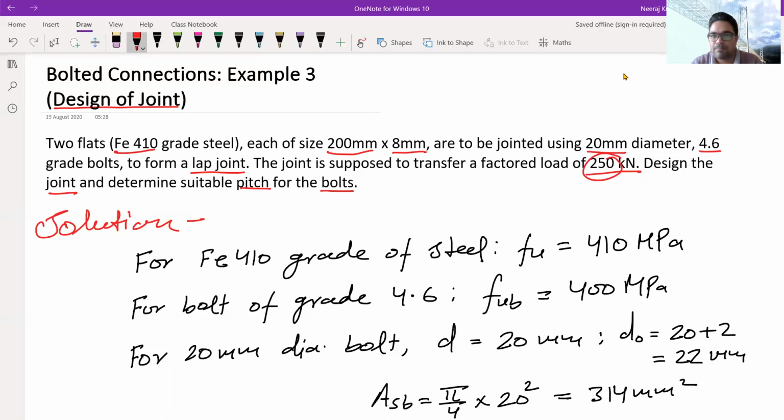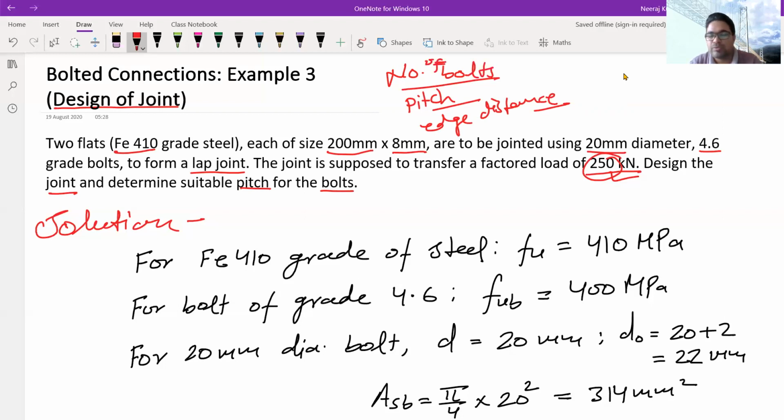First, we have to find out the number of bolts. How many bolts are required to transfer this load safely? Next, we need to find out the pitch. What should be the pitch of the bolt? And the edge distance of the bolt. This we also need to find out. So these are the things that we have to determine.